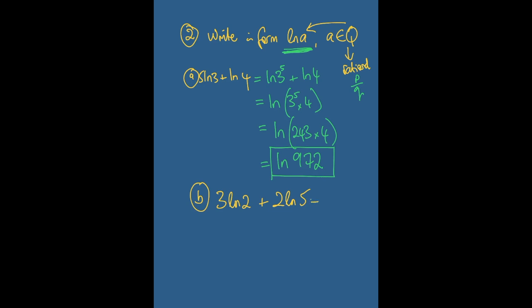Again, remember from your log laws that this is the same as 2 cubed, and this one is the same as natural log of 5 squared. So putting those together, we've got the natural log of 2 cubed times 5 squared, which is going to be 8 times 25, which is going to be the same as 4 times 50 or 2 times 100, so that's 200. And there's the answer there.